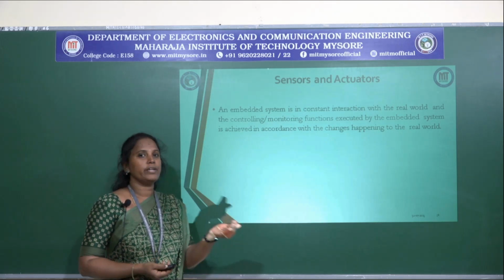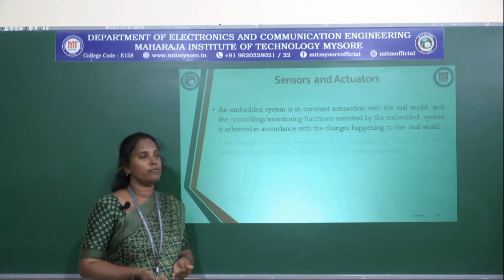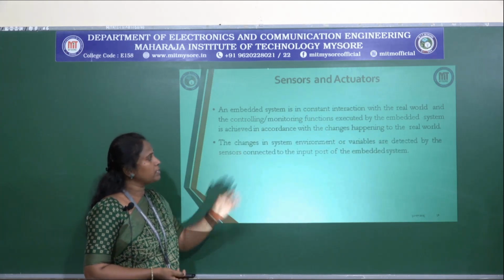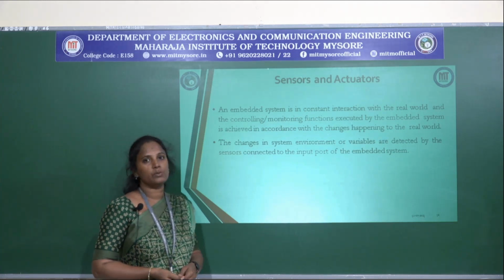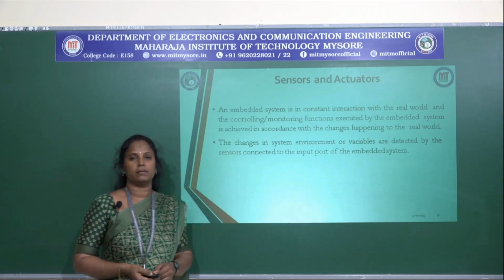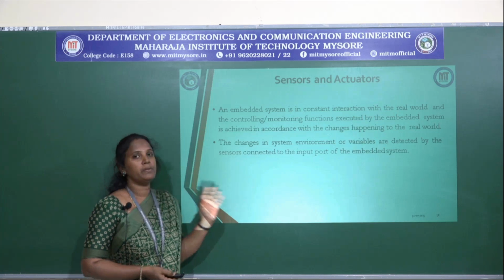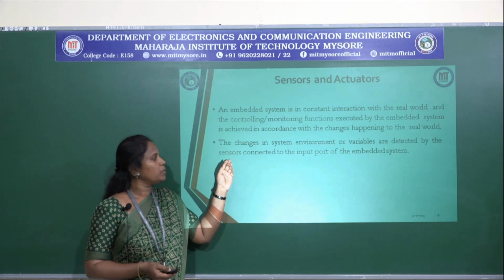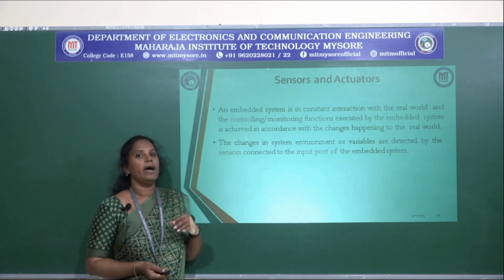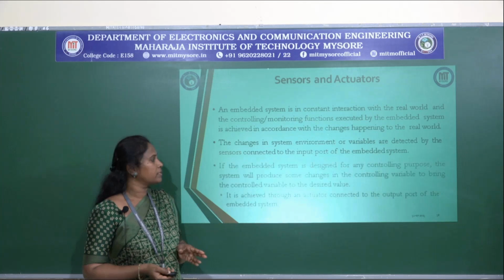That means it is going to sense and give it as an input to your processor for further processing. The changes in the system environment or variables are detected by sensors which are connected to the input port of the embedded system. As I just told you, whatever changes happen within the surrounding environment are captured with the help of sensors, which act as the input and are connected to the input port of your embedded system.